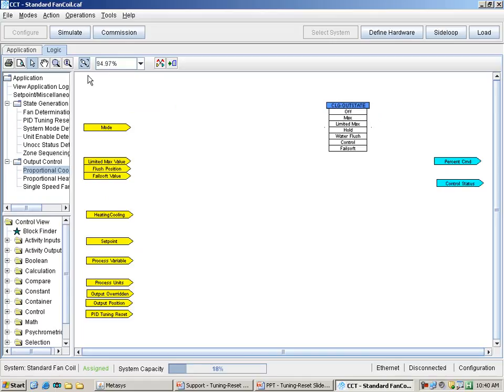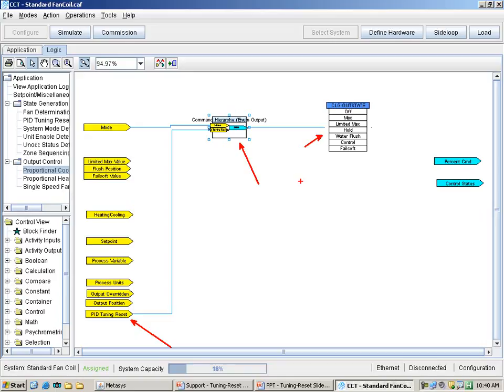I'll hit Fit to Window. I'll select it again to display the logic. And you can see here that on the lower left-hand corner is the PID tuning reset connector, as well as this command hierarchy block, which actually sends an output to the hybrid block called cooling out state.